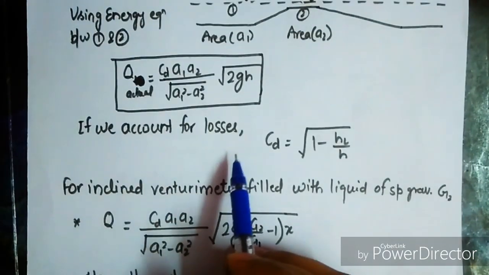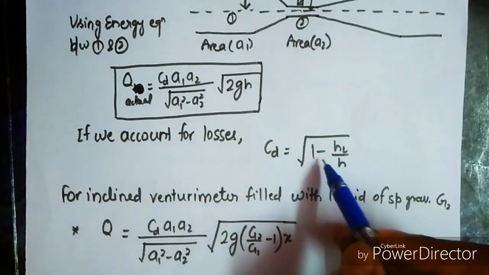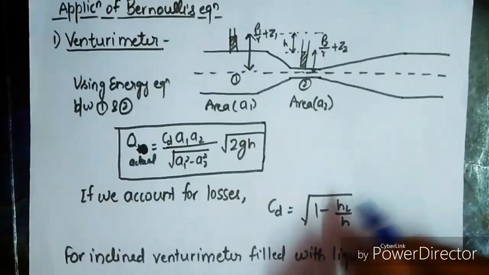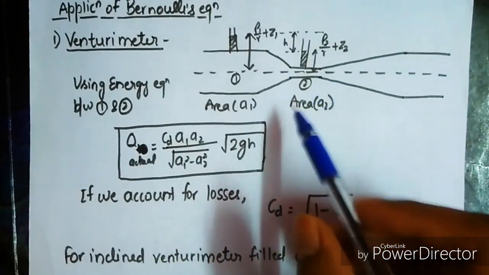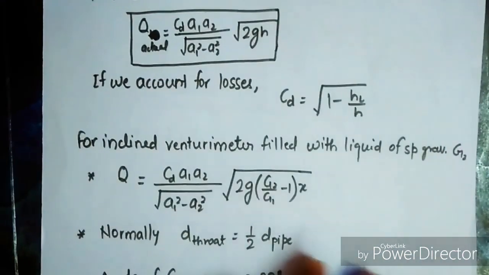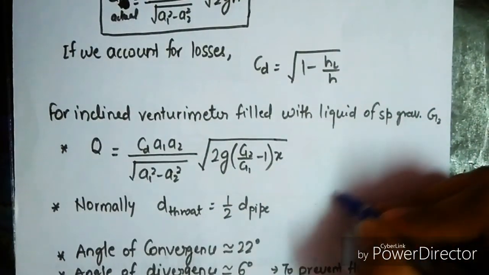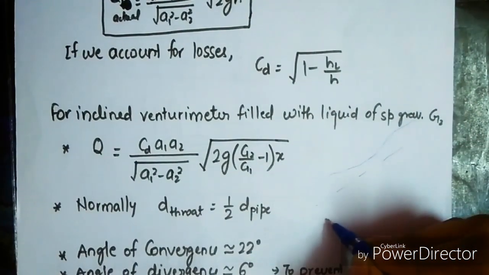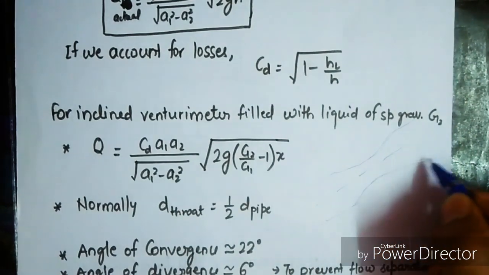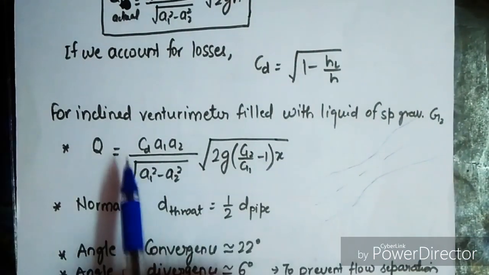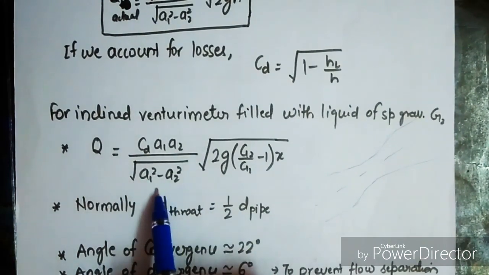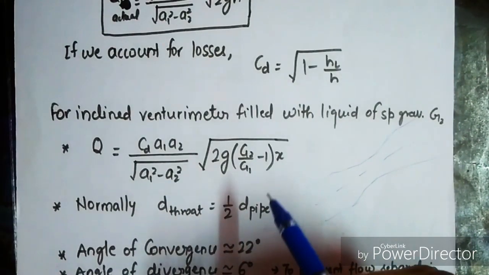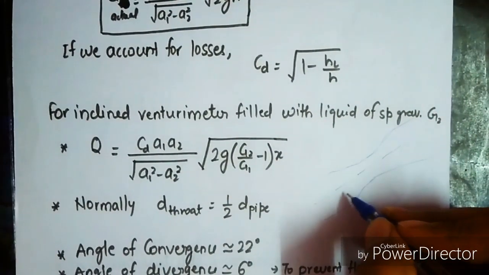Now if we account for the losses, then the value of CD equals under root of 1 minus HL upon H. HL is the total head loss in the pipe during this process of contraction or expansion. Now for an inclined venturimeter like this, we have Q equal to CD A1 A2 upon under root A1 square minus A2 square, times under root 2g times (G2 by G1 minus 1) into X.